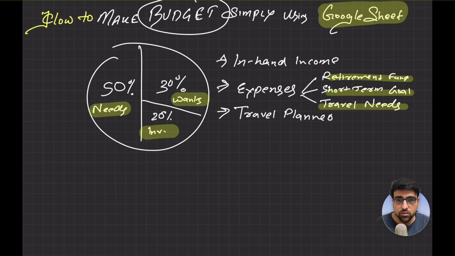What you will be capturing in this particular Excel is your in-hand income, your expenses, and there is also a travel planner that has been given here. Travel planner is something which is detailed. Beyond that, in your investments, you also capture investments towards your retirement funds, your short-term goals, and your travel needs. So we'll capture some of these in another video as well.